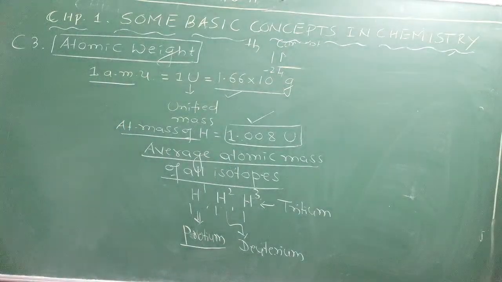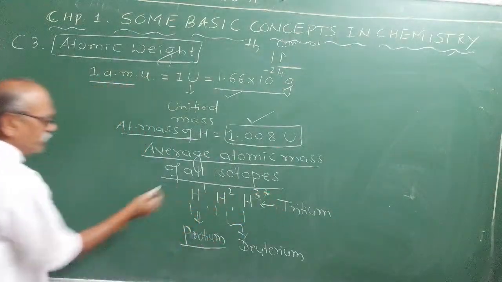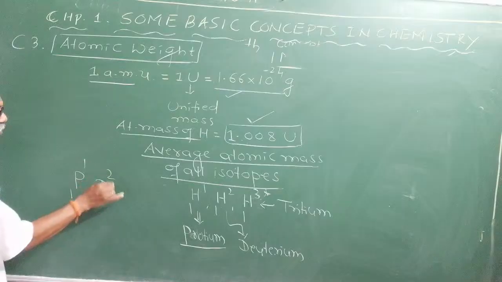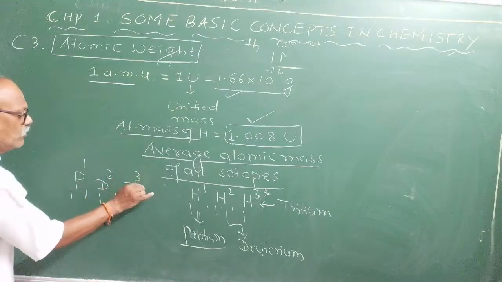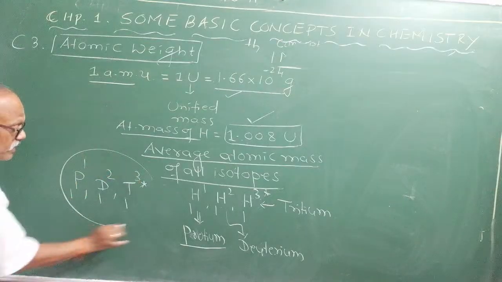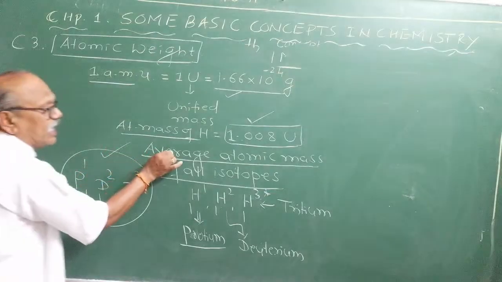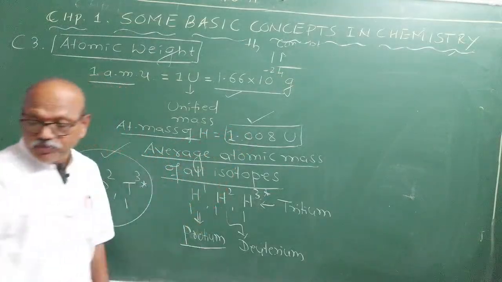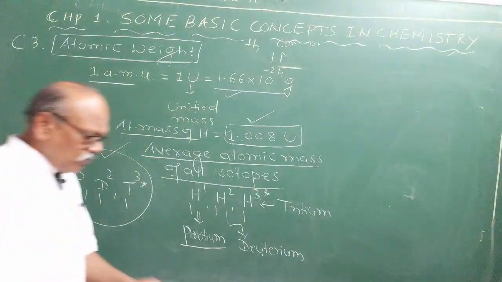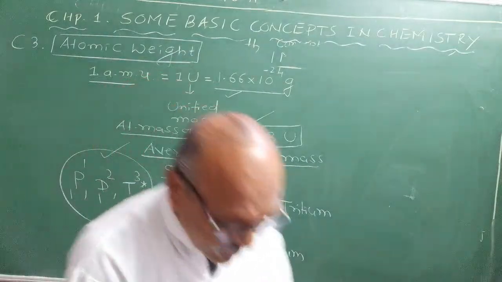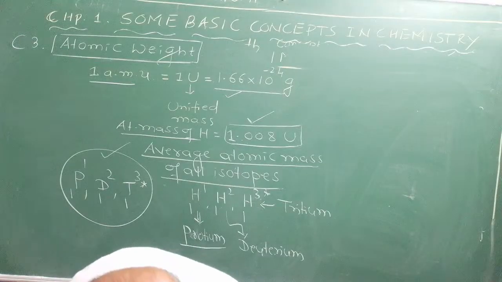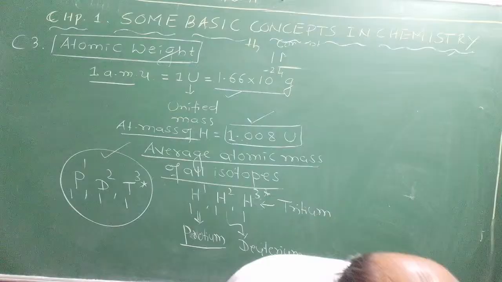Okay, tritium is radioactive. We even write it as protium 1H1, deuterium 1H2, tritium 1H3. Of them, tritium is radioactive. Remember, the average atomic mass of all of them is taken and calculated. That is what is expressed in the periodic table. I hope you understood. Therefore, whatever atomic masses you get in the periodic table are average atomic masses. Now, how can the average be calculated?